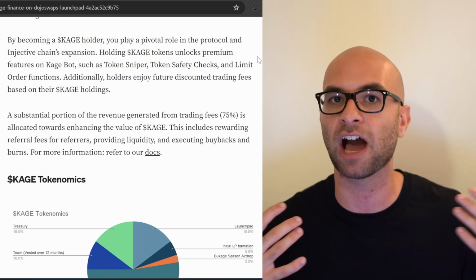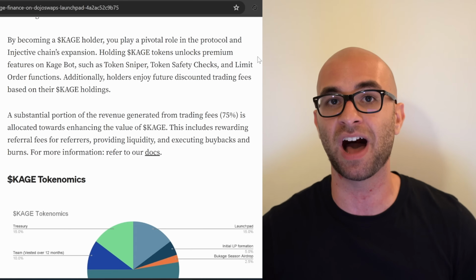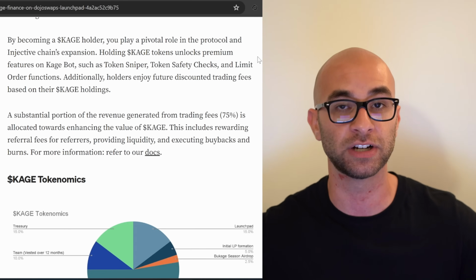So I'm actually curious to see how well these limit orders do when it comes to this bot and how much faster it is compared to our different DEX options out there.